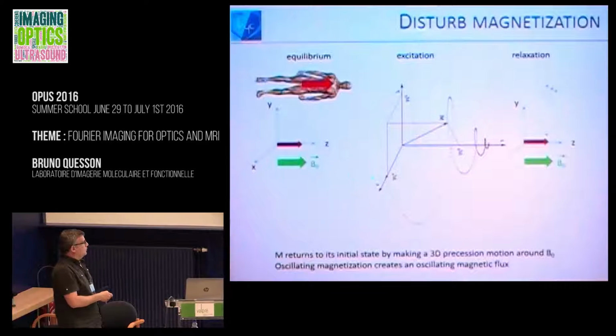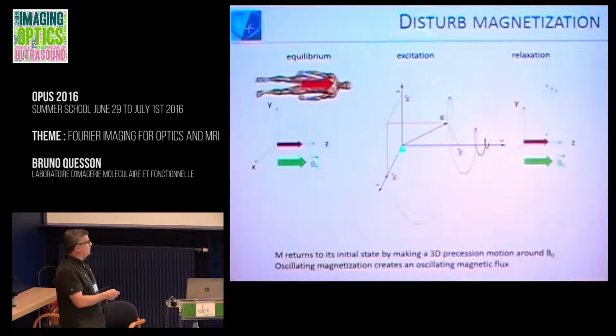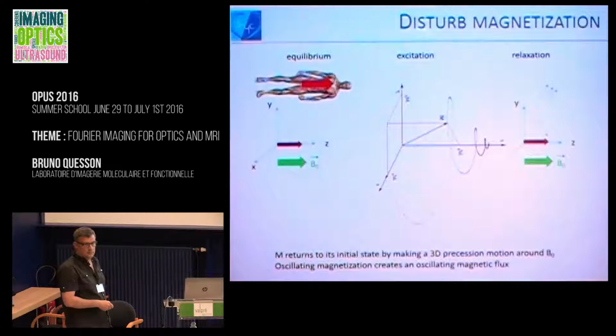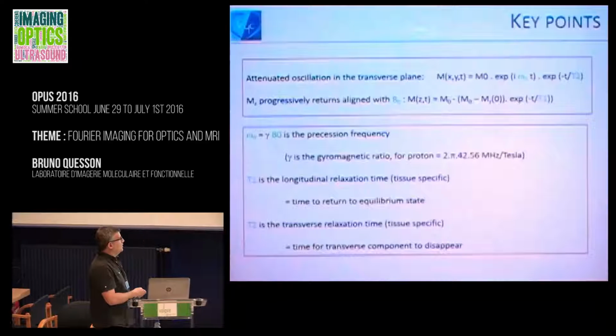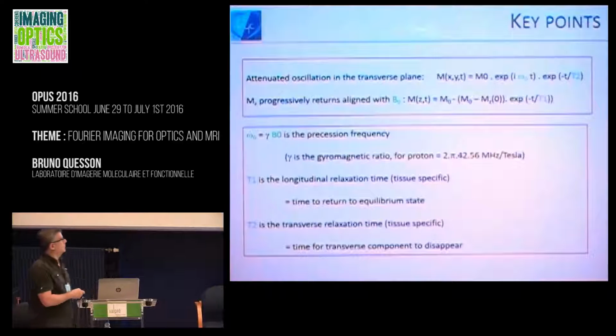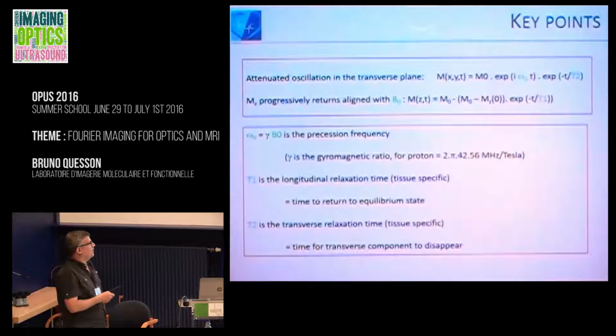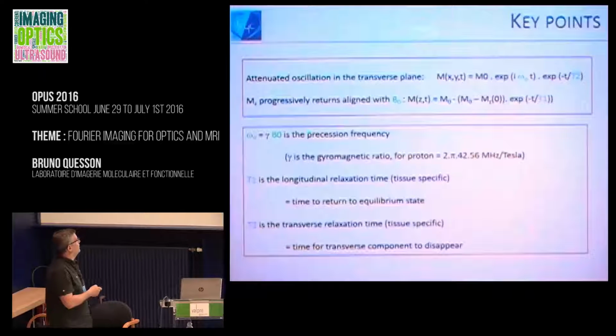What you can detect, so you can decompose this motion into the transverse plane, which is this plane XY, and it's finally nothing more than a spiral in this plane. And in this axis, it's a recovery of the signal starting from 0 when it's perpendicular to its maximal value. Okay? If you want more details, there are tons of articles and books explaining that.